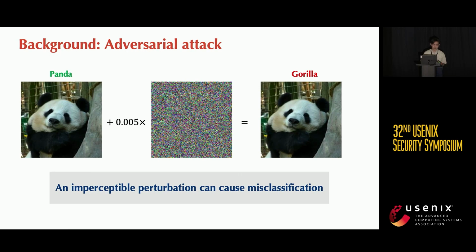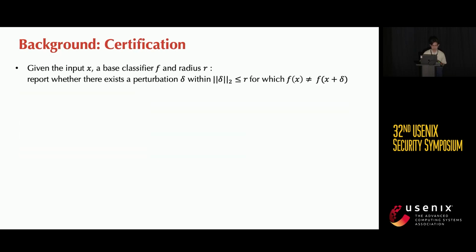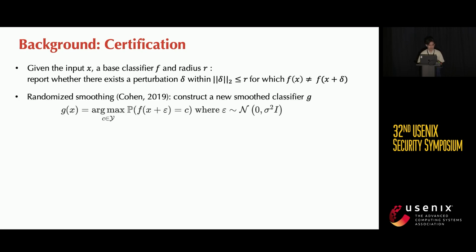In other words, we are more interested in such a problem. Given the input X, a basic classifier F, and the radius R, we want to report whether there exists a perturbation delta within some radius that can cause the misclassification of the classifier F. And Cohen later proposed that we can actually construct a new smoothed classifier G, which can be seen as a smoothed version of the basic classifier F with Gaussian distribution.